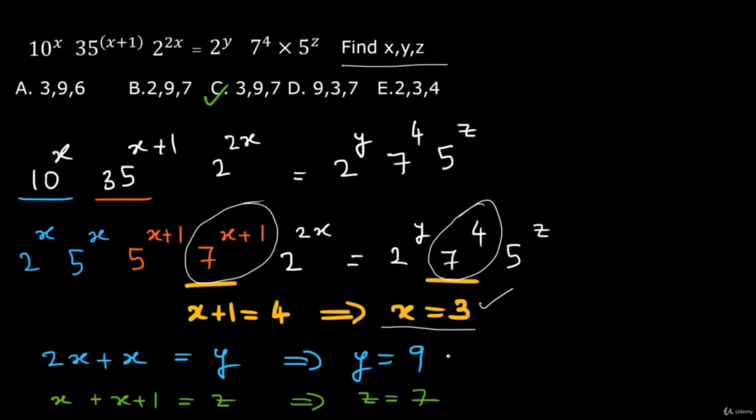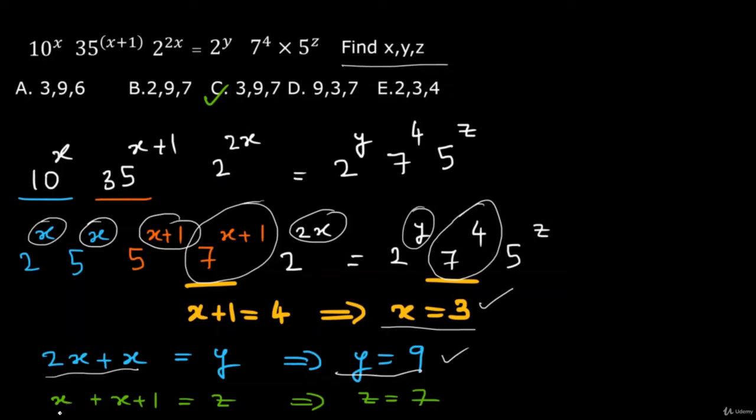Alright, now let's see the powers of 2. Over here you have x and you have 2x. So 2x plus x, that is equal to y, which is over here. So 3x is equal to y. We know x is equal to 3. So 3x is equal to 9. So we have the value of y also. And what about z? If you check the powers of 5, over here you have x and you have x plus 1. That's x plus 1 is equal to z over here. So z is equal to 2x plus 1, x is equal to 3. So 2x plus 1 is equal to 7. So our answer is 397. That's option C.